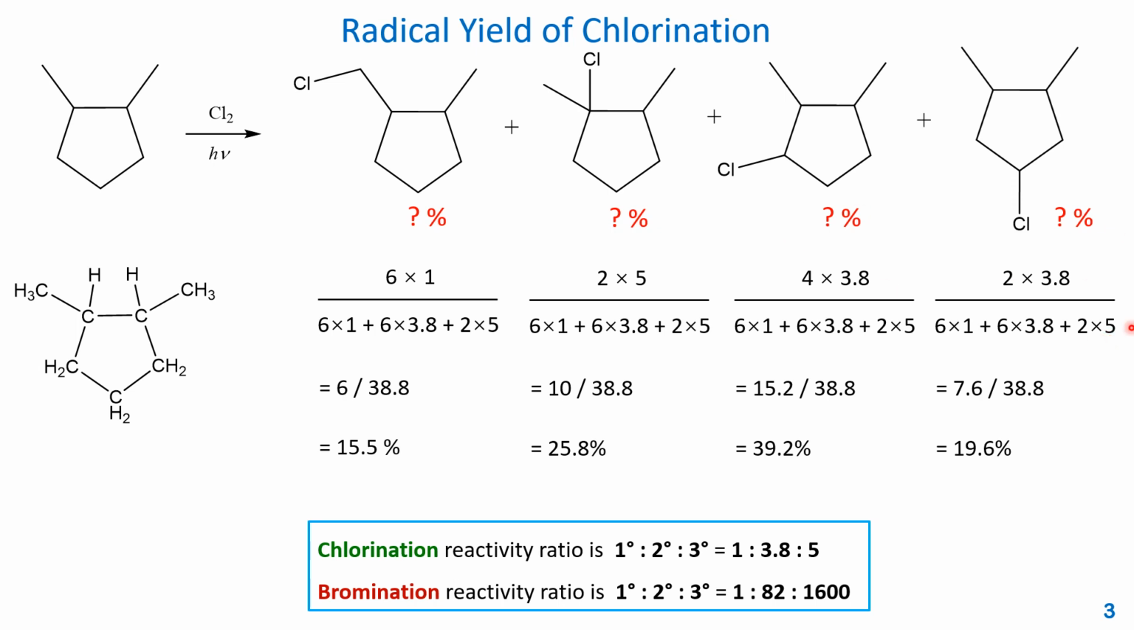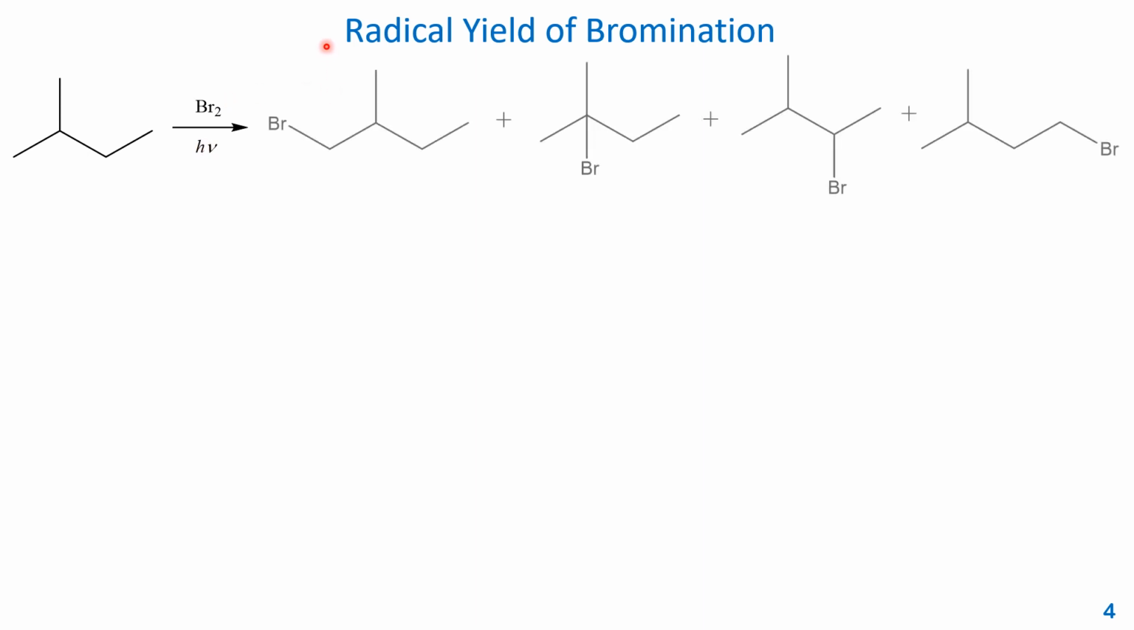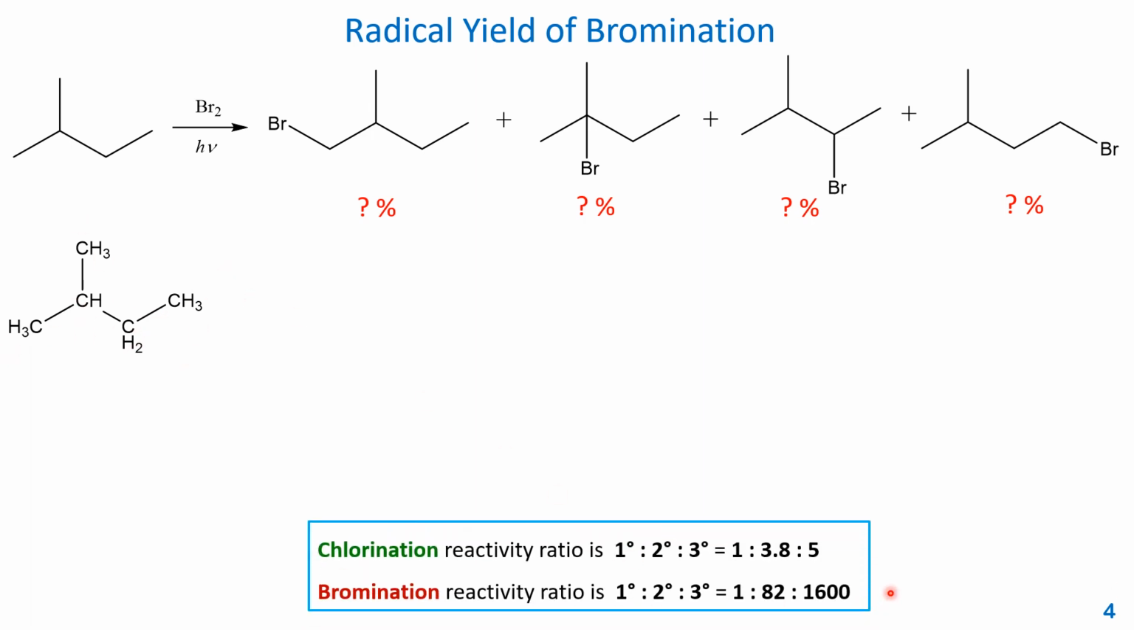Okay, let me give you one more example, again bromination, and I'll use a different reactant. This is 2-methylbutane. The bromination will also give you 4 different possible products, and again you need to calculate percent yield. So we follow the same strategy again. We can draw the hydrogens in this condensed structure, and then also we need the data. This time we need the bromination reactivity.